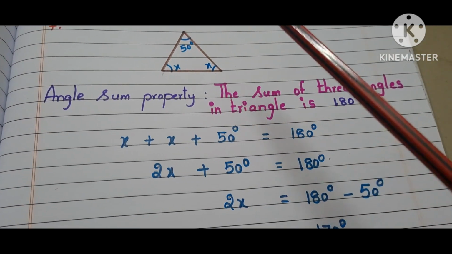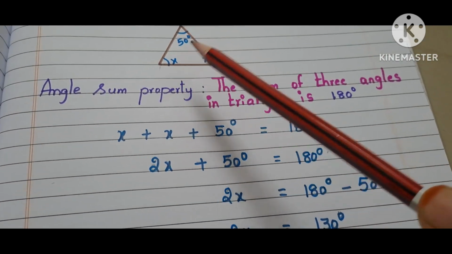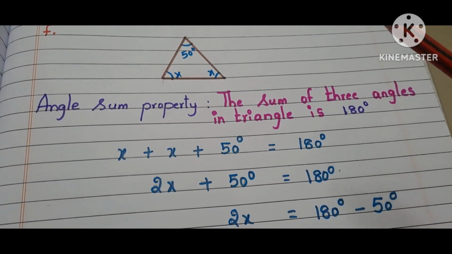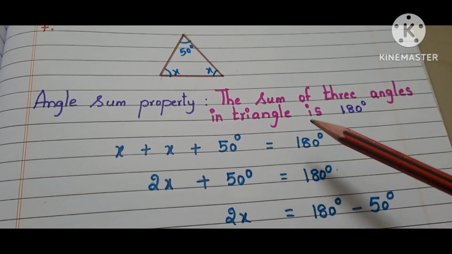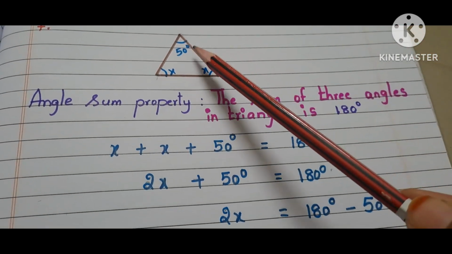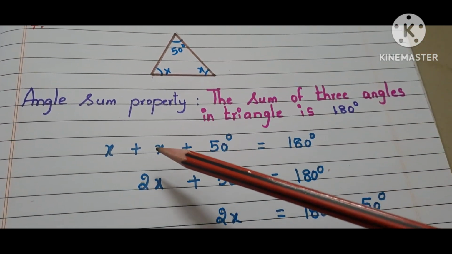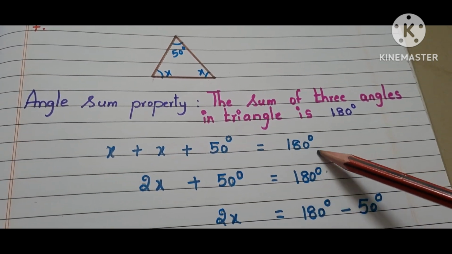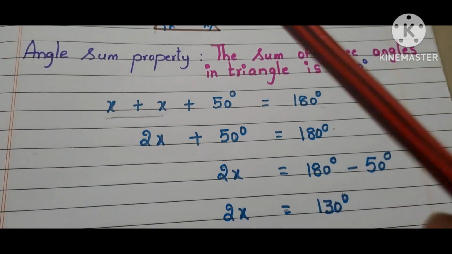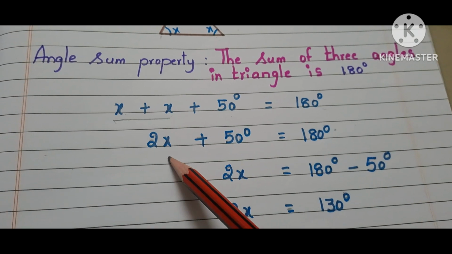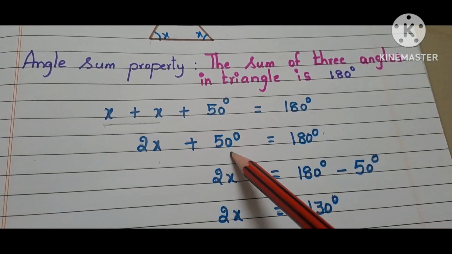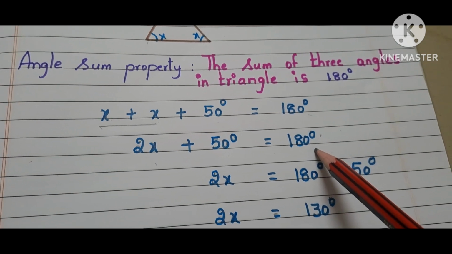Here we have the triangle with the angles 50 degrees, x and x. Use the angle sum property. What is that? The sum of three angles in a triangle is 180 degrees. Take these three angles and add them. x plus x plus 50 degrees equals 180 degrees. Here x plus x is 2x. Now it becomes 2x plus 50 degrees equals 180 degrees.